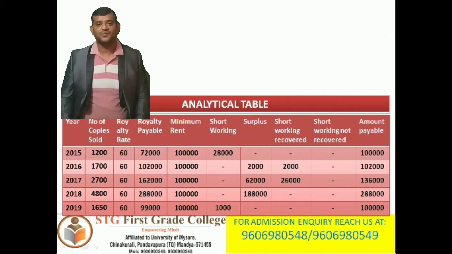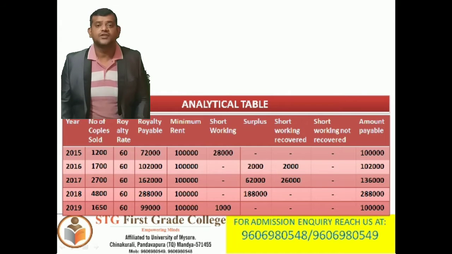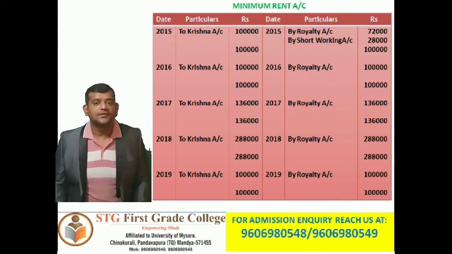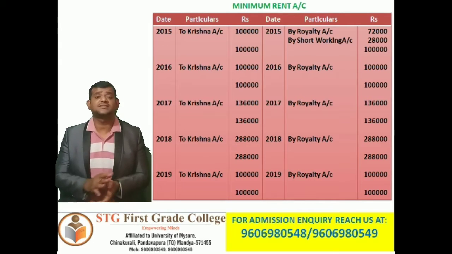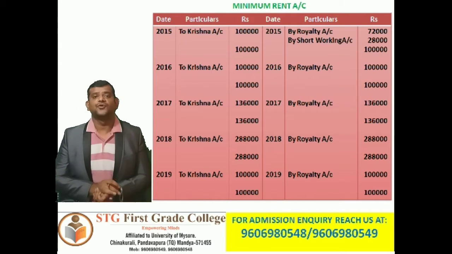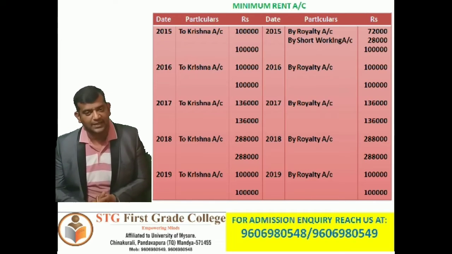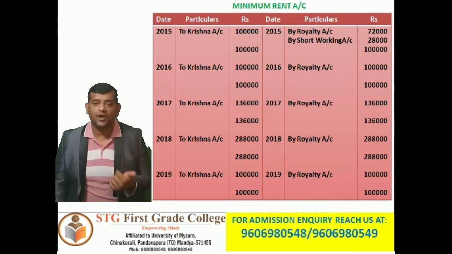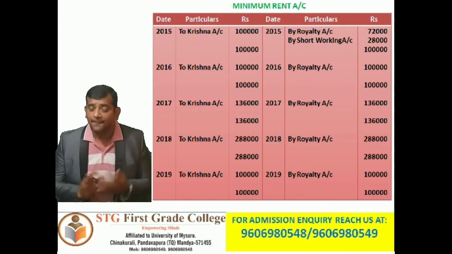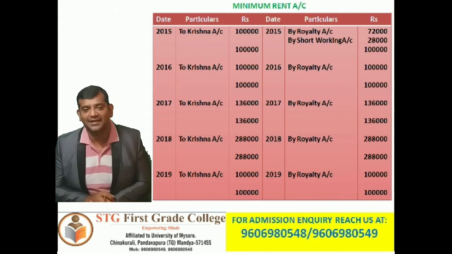Next we are moving to transferring the amount to the respective ledger accounts. So open the minimum rent account with the 6-column table: date, particulars, rupees, date, particulars, rupees. 2015 to Krishna account 1 lakh rupees. 2015 by royalty account 72,000. There was a shortage of 28,000, by short working account 28,000 rupees. Both sides total 1 lakh, 1 lakh.